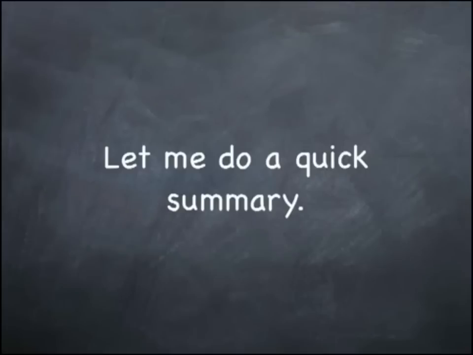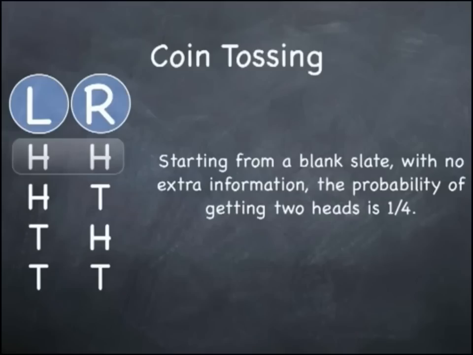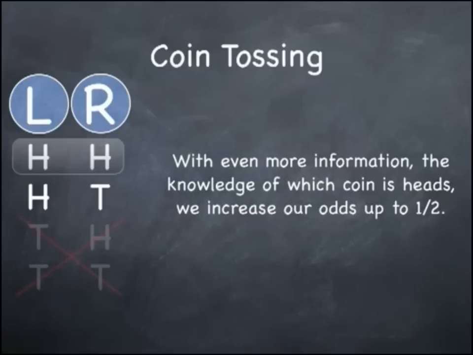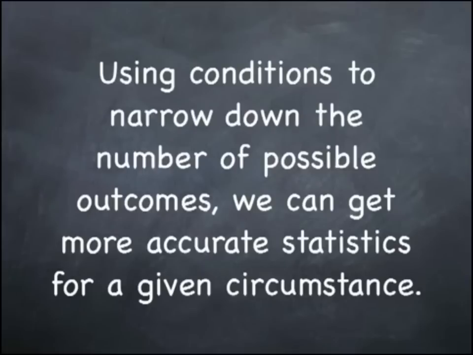Let me do a quick summary. Starting from a blank slate with no extra information, the probability of getting 2 heads is 1/4. If we have more information, if we can guarantee the condition that at least one coin is heads, that increases our odds to 1/3. With even more information, the knowledge of which coin is heads, we increase our odds up to 1/2. Using conditions to narrow down the number of possible outcomes, we can get more accurate statistics for a given circumstance.